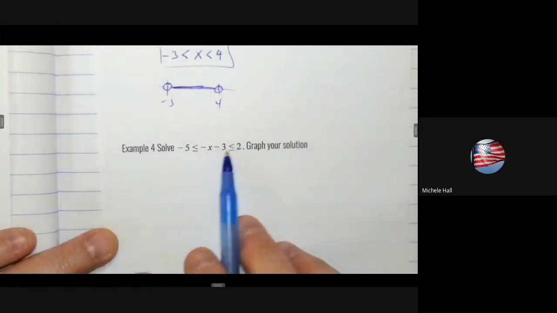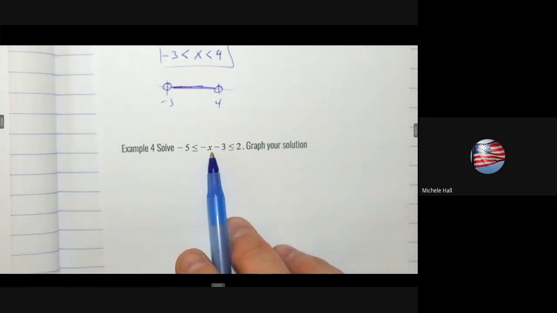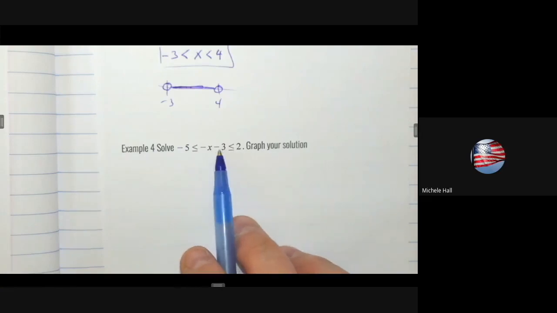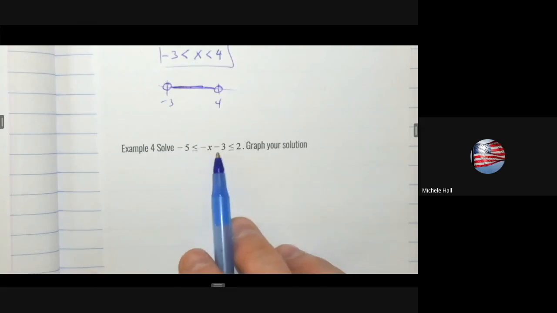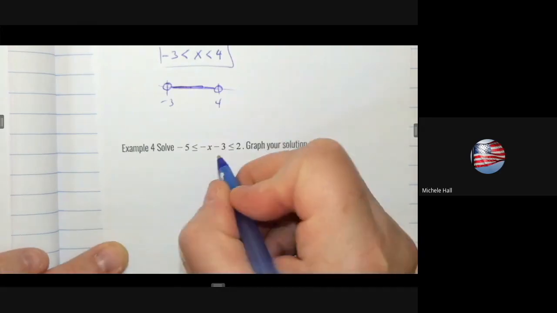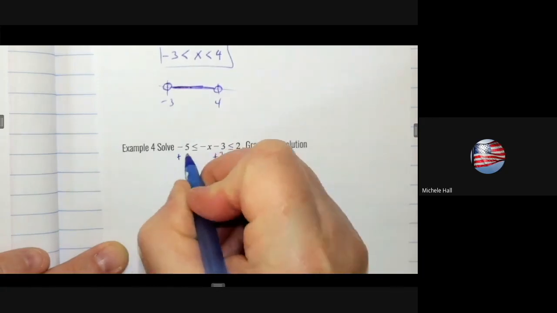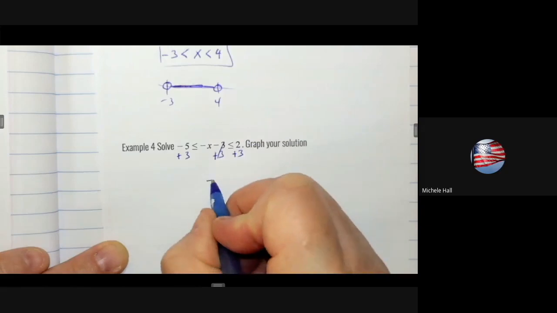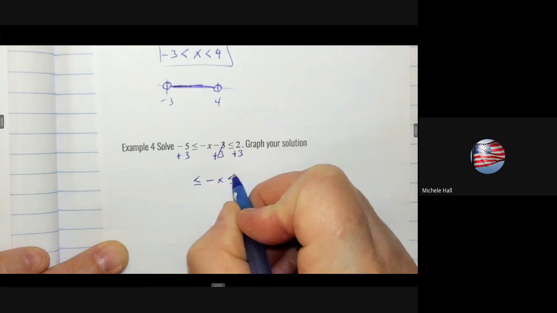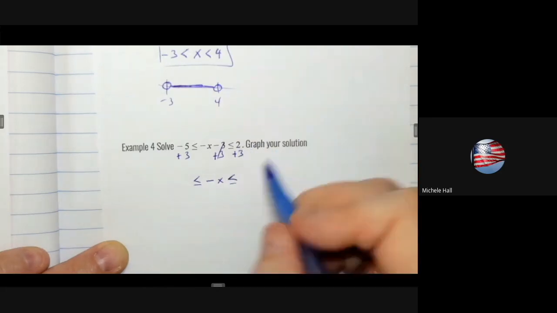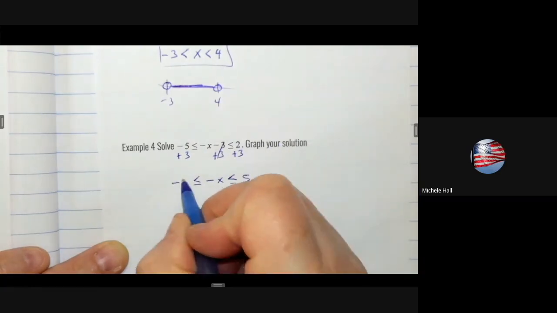Focusing in on my variable that's in between the two inequalities, I see this as a two-step equation because x is being subtracted by 3, and it's also being multiplied by a negative. We start by undoing the adding and subtracting first. So we're going to add 3 and add 3 to both ends. Those cancel, and we have -x. And I'm going to bring down my inequality signs. 2 plus 3 is 5. -5 plus 3 is -2.